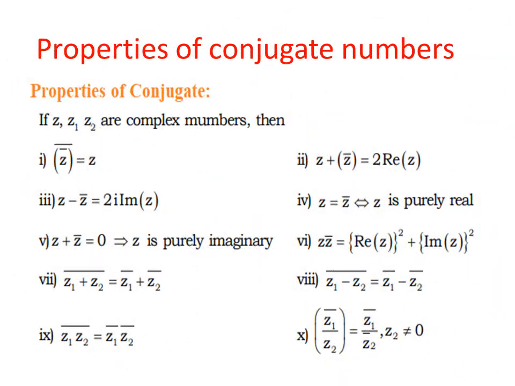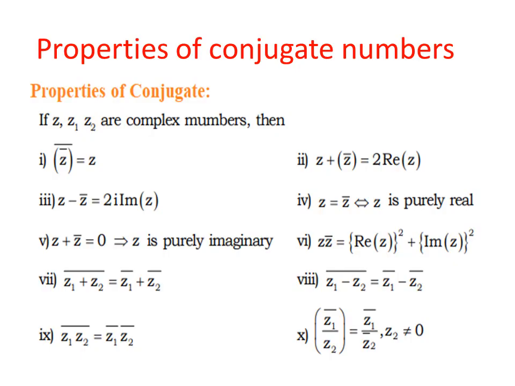Welcome from the previous slide. Now we are going to see the properties of conjugate numbers. That is, if z1, z2, z are complex numbers, then the conjugate of z bar is z, and z plus z bar is 2 times the real part of z. z minus z bar is 2i times the imaginary part of z.